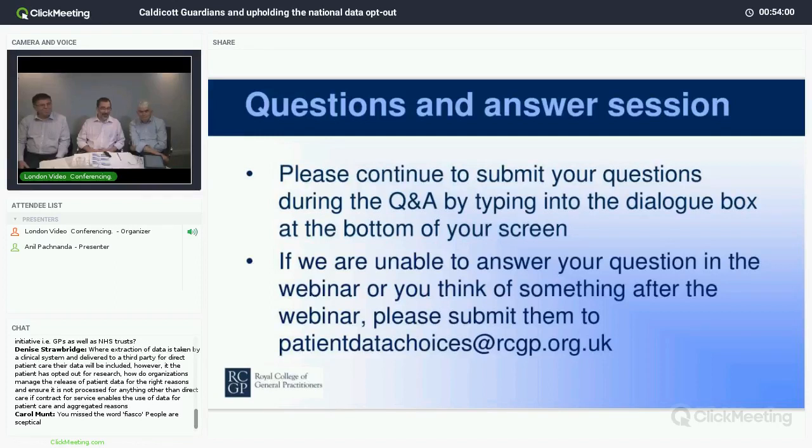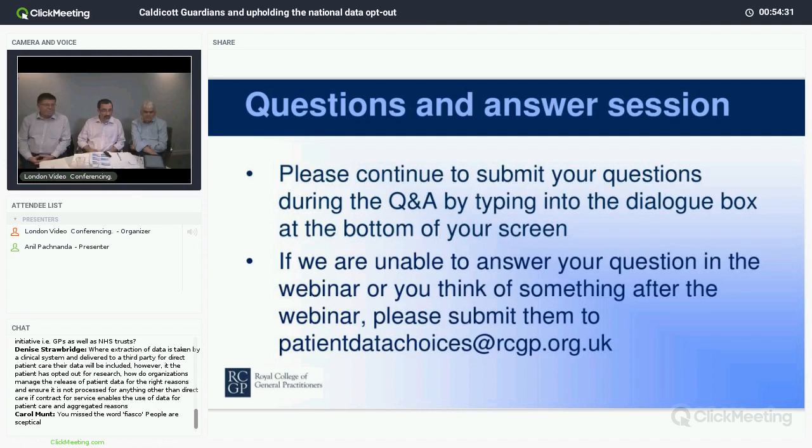Tom Cobley and all. I missed the word fiasco. People are sceptical. I couldn't possibly comment, as they say. Yeah, I mean, people are sceptical, and I think that's why I say you do need to be open with patients that care.data is a specific data dissemination, and it would depend on the legal basis, and people need to be alert to what the national data opt-out does not cover. I think that is really important.